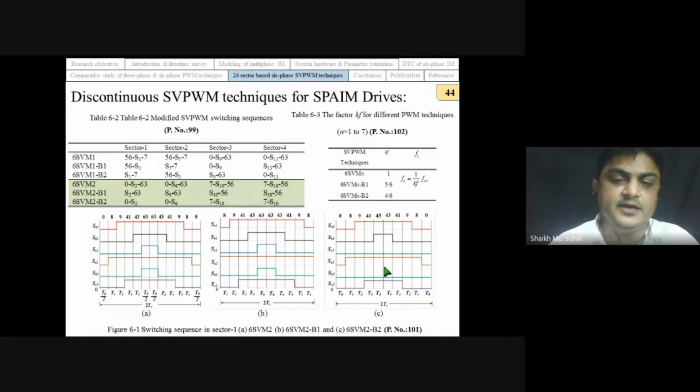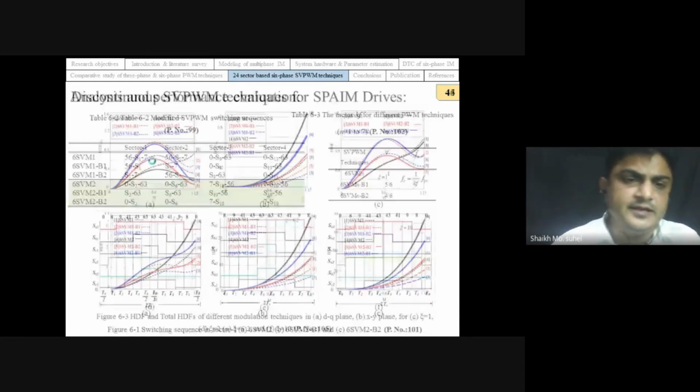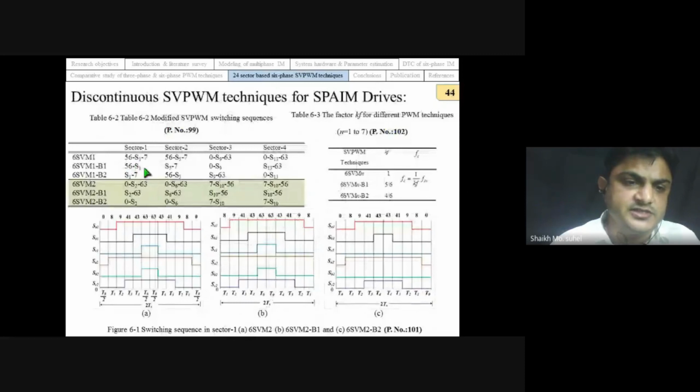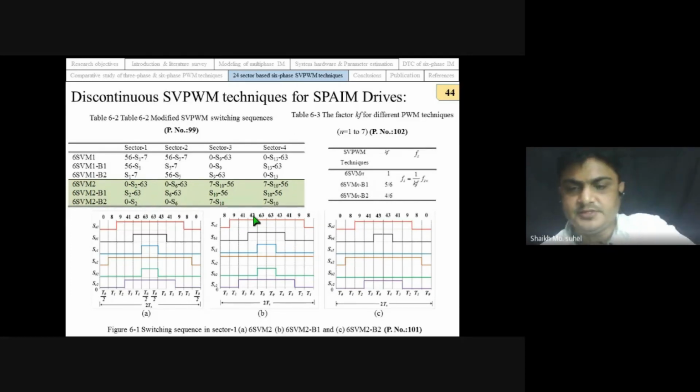We can say that our switching is not continuous, and that's why this technique is known as a discontinuous PWM technique. So this is the existing PWM technique that can be utilized to derive the discontinuous PWM technique, and these are the another three PWM techniques that we selected. They are all newly developed PWM techniques for our analysis purpose.